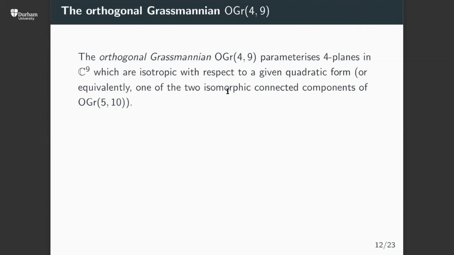But this orthogonal Grassmannian, it's like a Grassmannian. It parameterizes planes in an affine space, but in this case, the space that I'm parameterizing the planes in has to have a quadratic form, and the planes that I'm parameterizing, I want them to be isotropic with respect to that quadratic form. So that's what this thing is as a homogeneous space, or as a Grassmannian rather. And as I said, the OGr 510 is actually reducible. It has 2 components, and each of those components is isomorphic to this OGr 49.